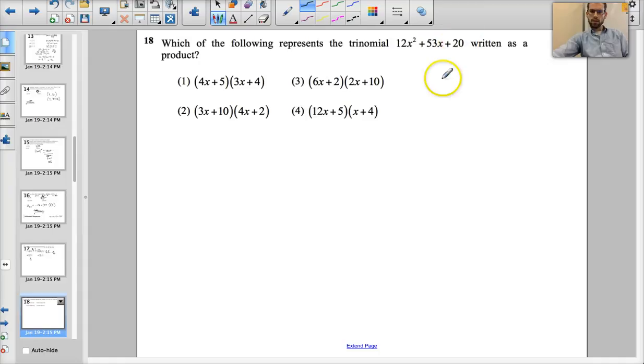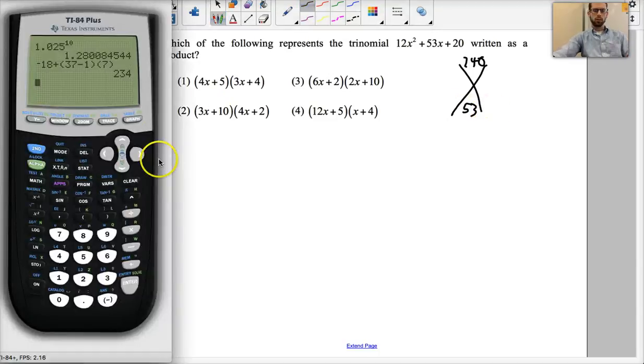So 12 times 20 gives me 240 and 53. So I'm looking for two numbers that multiply to 240 and add to 53. They've both got to be positive. I'm thinking 48 plus 5 gives me 53. 48 times 5, it feels like it's going to work. Yeah, it does. Okay, 48 and 5.